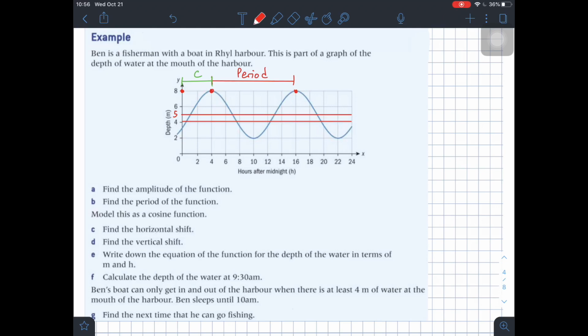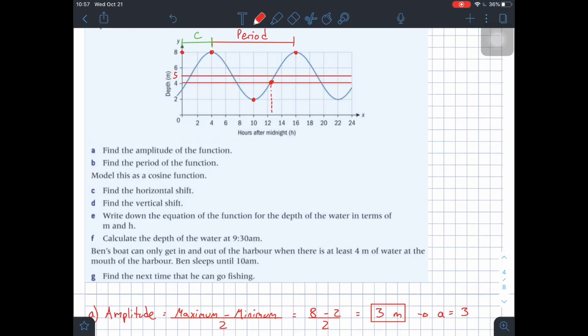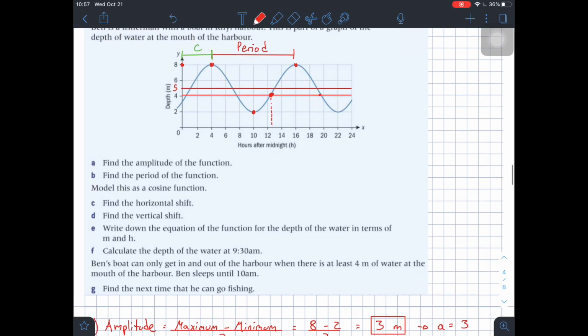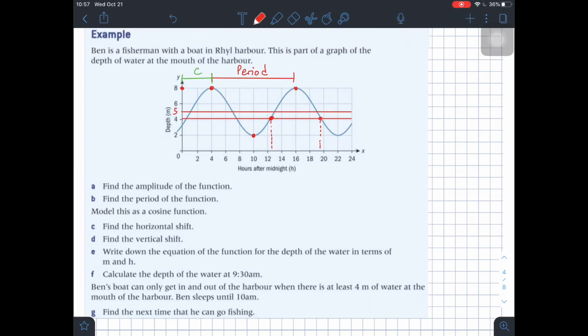And we know that, first of all, Ben sleeps until 10 a.m., right? So when he wakes up, he still cannot go out to the harbor, because we are at a depth below 4 meters. So he's going to be able to go out at this time right here, which would be maybe 12 point something. And then again, he would be able to go out at this time over here, which would be around 19 point something hours. But we're interested in this first time, because the question says find the next time that he can go fishing.